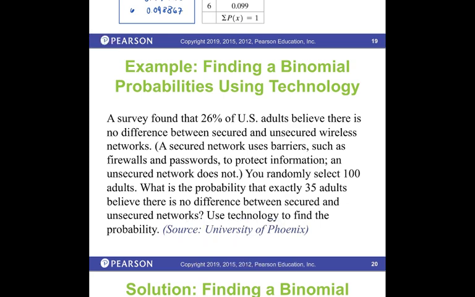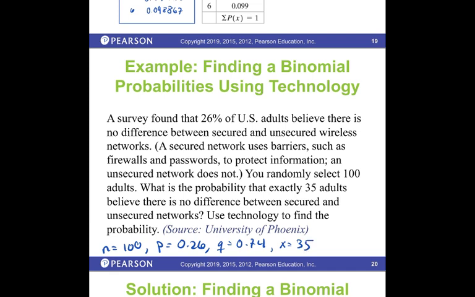Okay. If we're going to use the technology, let's just do this then. We're going to do the same thing we just did. So let's think about this. How many trials are we doing? 100 adults, so this was repeated 100 times. What's the outcome of each trial? What's the probability exactly 35 adults believe there is no difference? Either they believe there's a difference or they believe there is no difference. So the probability of success is 26%. That means the probability of failure is 74%. And in this case, we want X to be equal to 35 because we want exactly 35 adults.